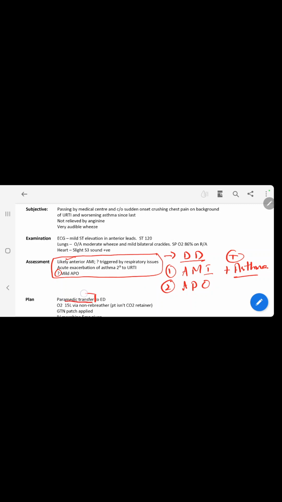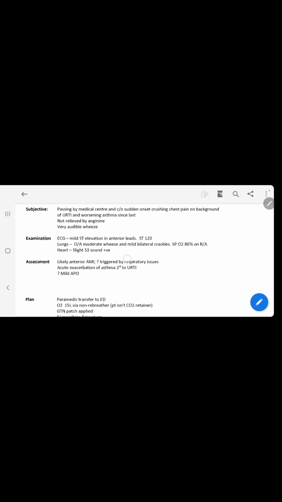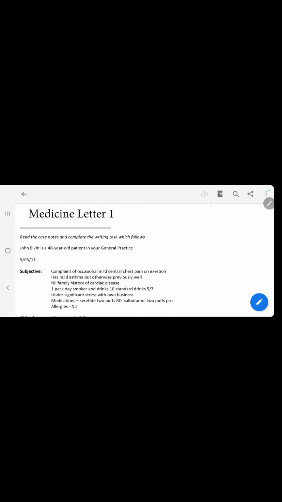It's a paramedic transfer. It means that we are transferring the patient. Now we can start the case note from top to bottom. You can see that the age is a significant factor. The patient presented here with mild central chest pain. So we have to keep certain things in mind when we are writing this letter to the emergency registrar. Second, we have DDs including AMI, including APO, including asthma. So one cardiac and one pulmonary condition, and this is a kind of transfer letter to the emergency registrar and the emergency department.